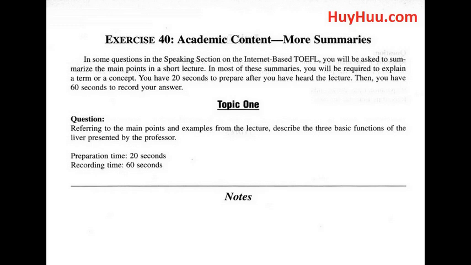Referring to the main points and examples from the lecture, describe the three basic functions of the liver presented by the professor. Please prepare your answer after the beep.